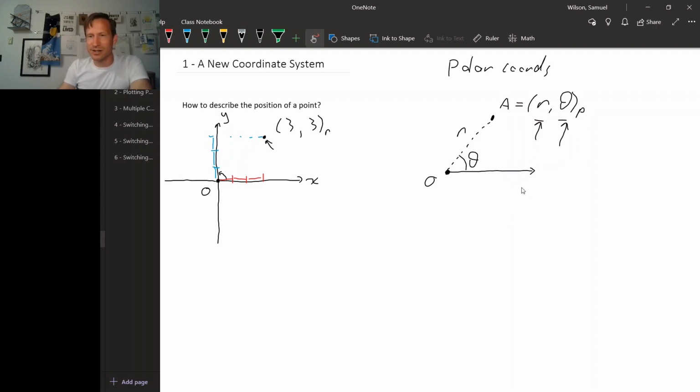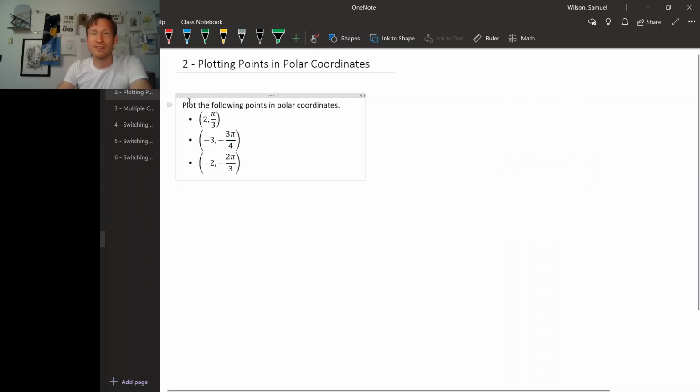This axis here is called the polar axis. And I've drawn it going to the right. It doesn't have to go to the right, of course. And we'll usually imagine that there's some yardstick along the polar axis that defines the distance units for r. Okay, so with this in mind, let's try plotting some points in the polar coordinate system.